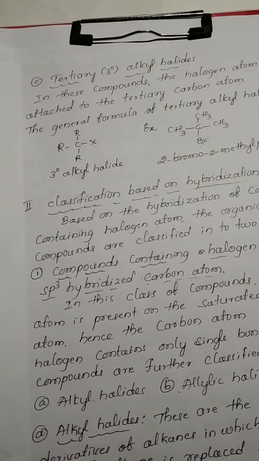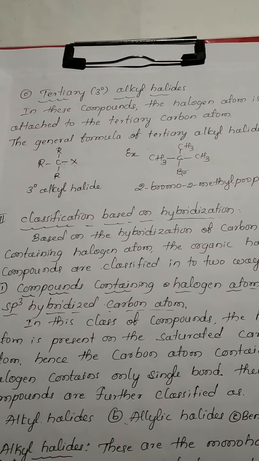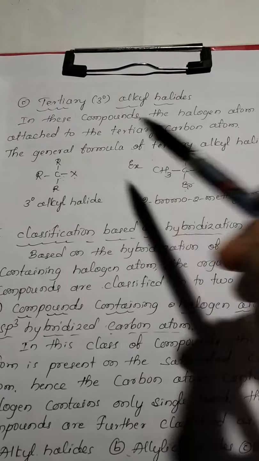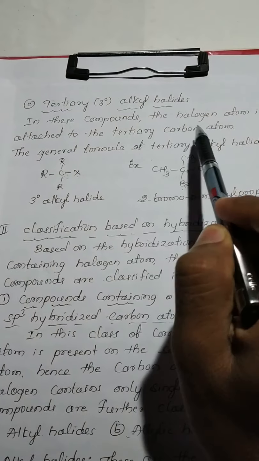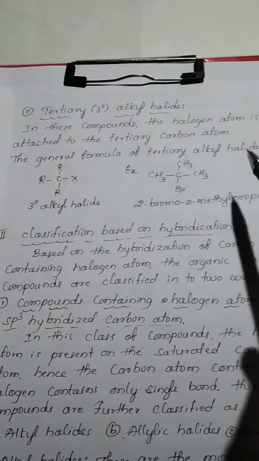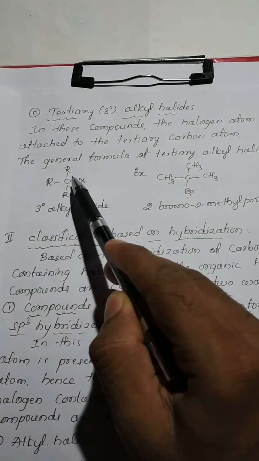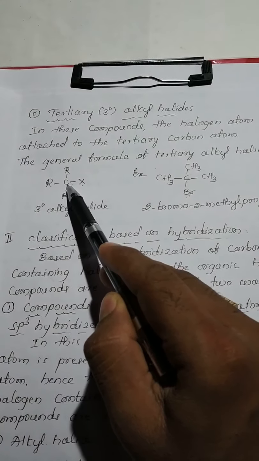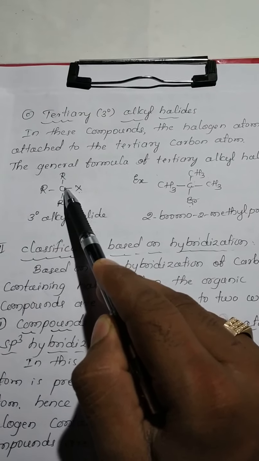Next is tertiary alkyl halide. Tertiary alkyl, as I said, the carbon does not contain any hydrogen, that is called a tertiary carbon atom. Here in this compound the halogen atom is directly attached to the tertiary carbon atom. The general formula of tertiary alkyl halide is RCRRX. See here, the carbon doesn't contain any hydrogen atom, only this carbon contains alkyl groups, and the halogen atom is directly attached to this tertiary carbon atom, hence it is called a tertiary alkyl halide.